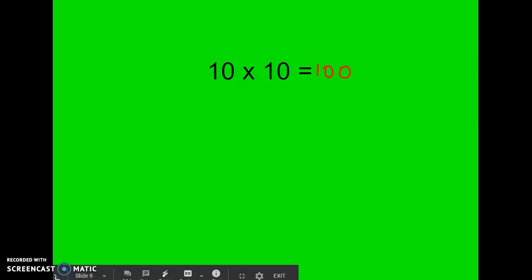Okay, so I worked this out. This time, do you know what? I didn't draw a picture because actually I find counting in tens the easiest. And I think you do too. So you can still draw a picture if you like.